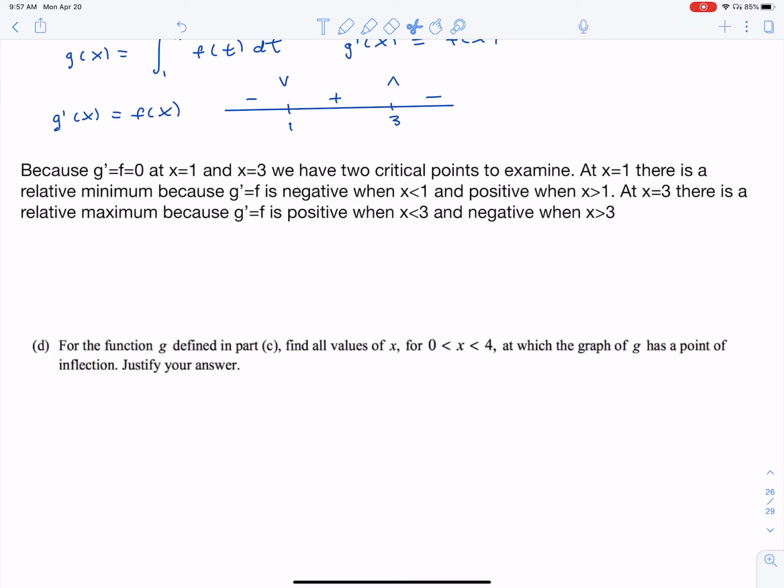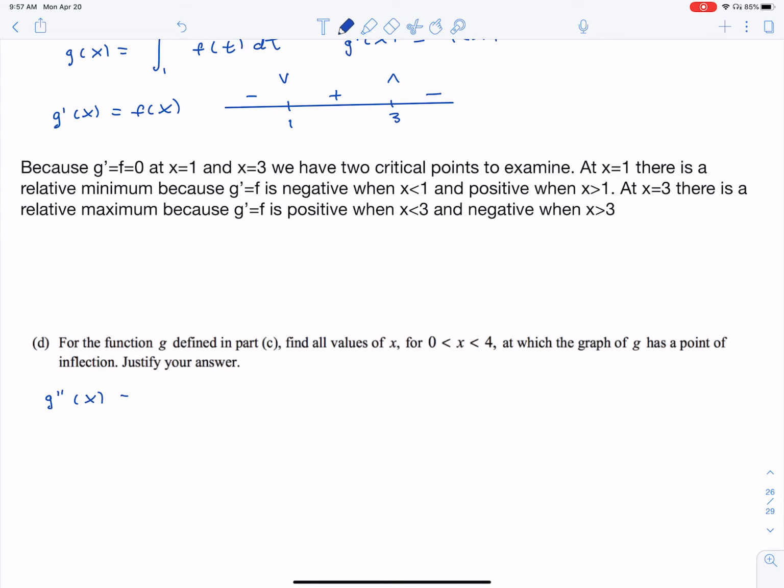Inflection points occur where we're looking at the second derivative, and we're looking at where the concavity changes sign. So it changes from positive to negative, or negative to positive. In this case, I'm going to be looking at the second derivative of g, so g double prime. Remember, we said that g prime equaled f of x. So now g double prime of x equals f prime of x.